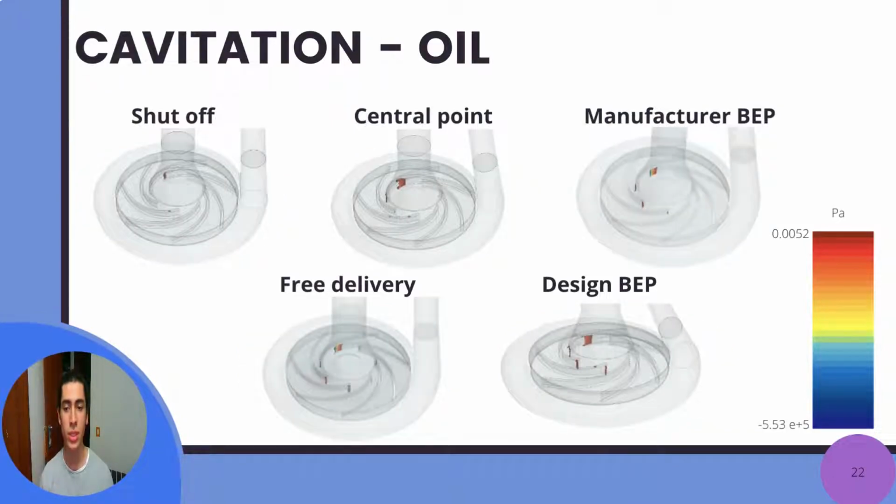For the cavitation, we established the steam pressure for the oil at 0.0052 pascals, and here we show the spots that have a higher pressure than this. We can see that we have very few spots, and these are mainly concentrated in the impeller.